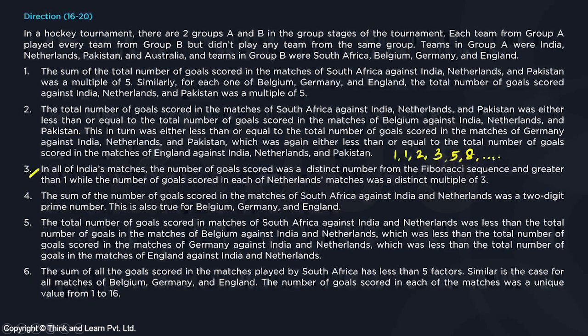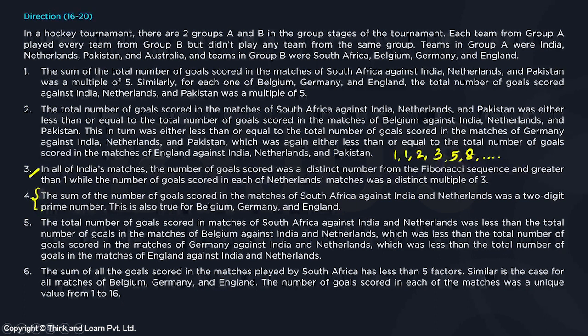Fourth one says the sum of the number of goals scored in the matches of South Africa against India and Netherlands was a 2-digit prime number. This is also true for Belgium, Germany, and England. So this is also going to give us something unique. We're talking about 2-digit prime numbers here. So obviously we have tons of 2-digit prime numbers, but still we have certain range here.